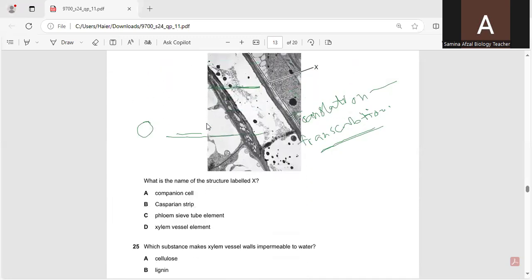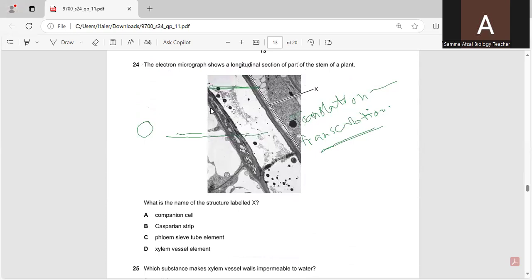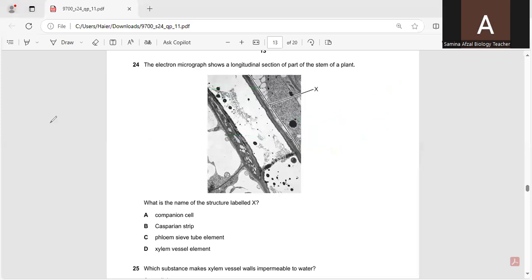Now we are moving towards question number 24. Question number 24 is, the electron micrograph shows a longitudinal section of part of the stem of a plant. What is the name of the structure labeled X? So you can see the companion cell. So this is the companion cell, and the Casparian strip, no, and phloem sieve tube elements.